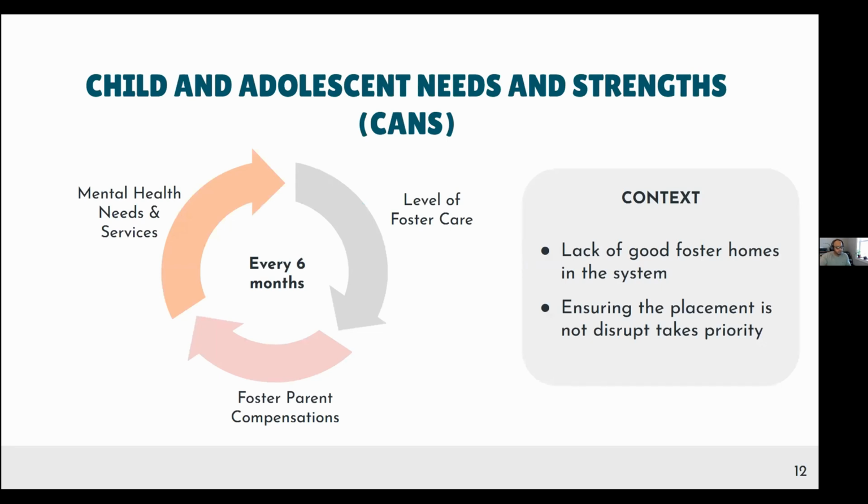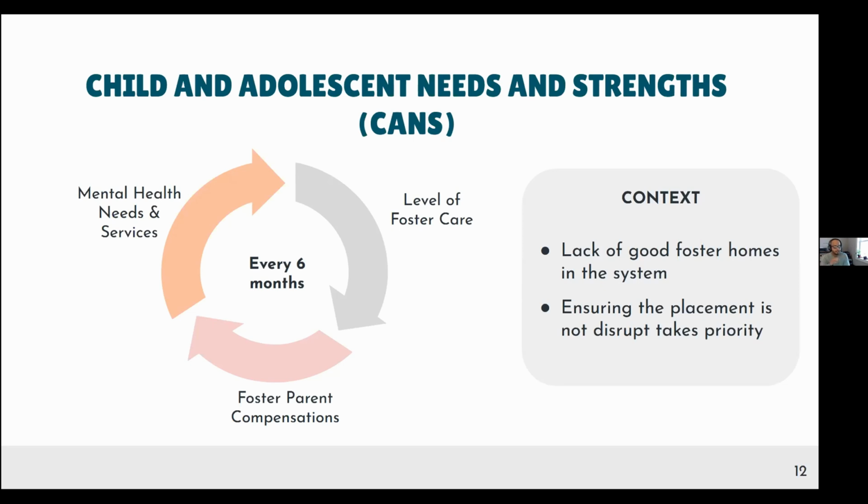But this is where things start to get muddy. CANS is conducted every 6 months. The caseworker will interview the foster parents and ask them about any changes in the child's behavior, risks, and needs. The level of foster care is often ignored in subsequent assessments because you don't want to disrupt a placement unless things get worse. And then based on the mental health needs, the foster parent compensation is recalculated.